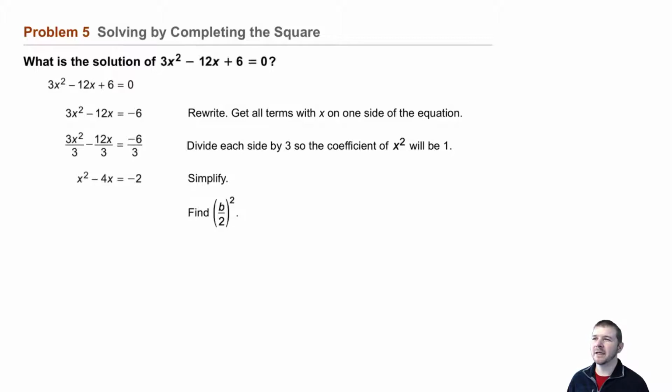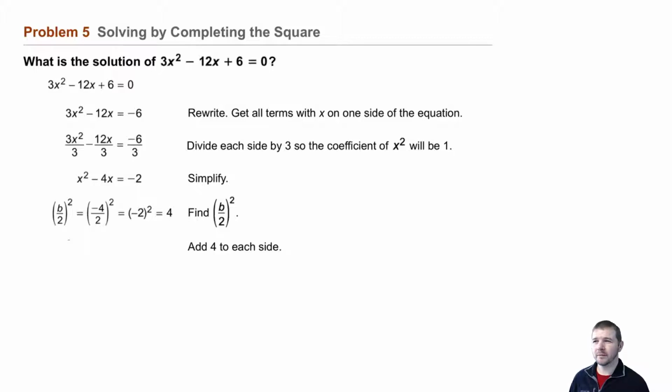Now we need to find (b over 2) squared in order to complete the square with the expression on the left, x squared minus 4x. b is our coefficient of x, negative 4. Negative 4 over 2 is negative 2. Negative 2 squared is 4. So (b over 2) squared is 4.